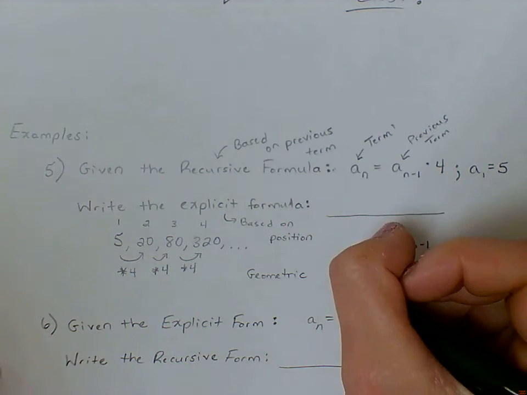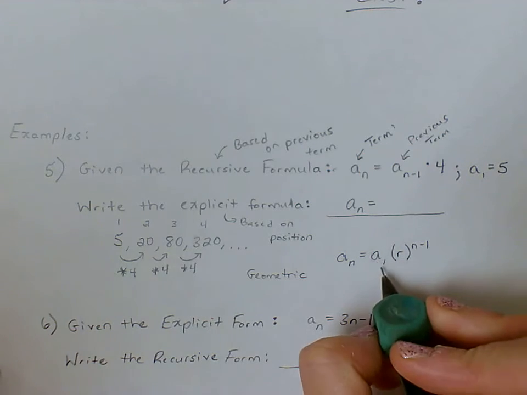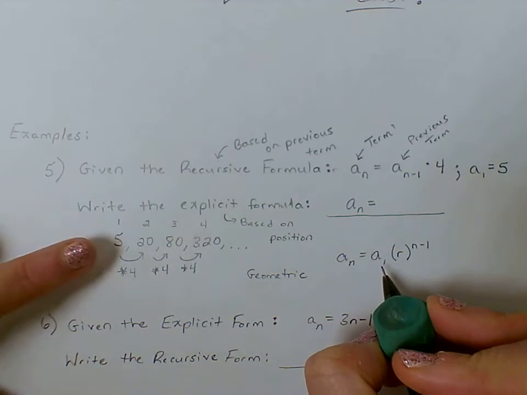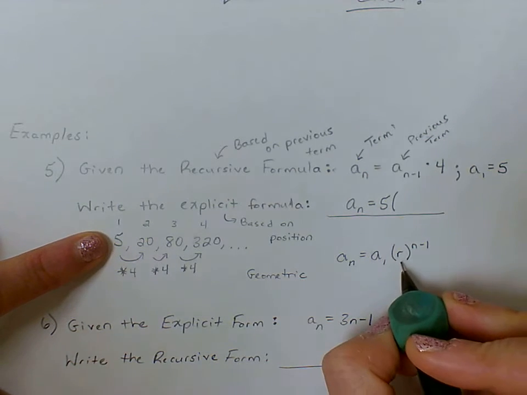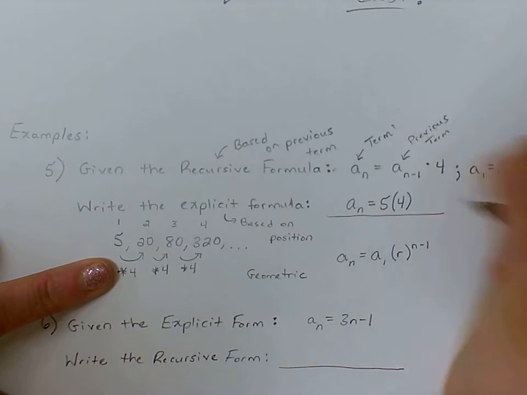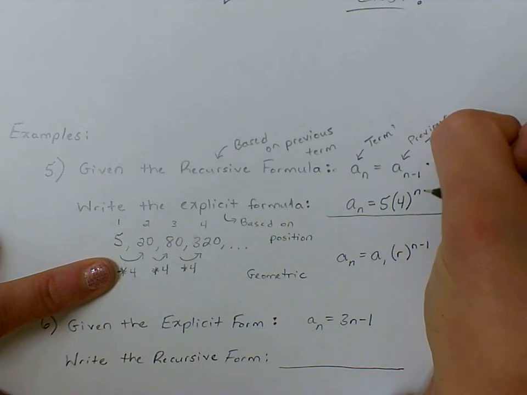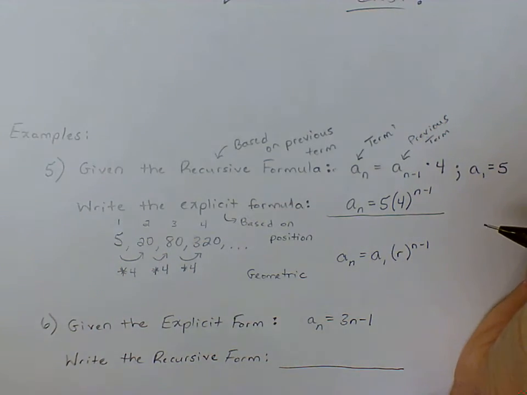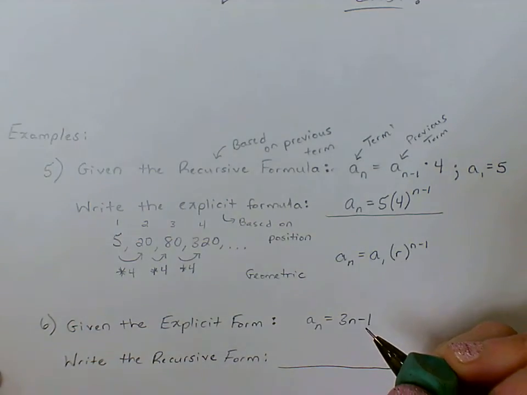So to write my equation, I'm actually going to go ahead and write it up here since it won't simplify. Plug in your first term. My first term was 5, so that's what goes there. Then you're going to be multiplying that times the common ratio, which is 4, however many times to get to the term. So it'd be to the n minus 1, okay? So that is the explicit form of that sequence, okay?